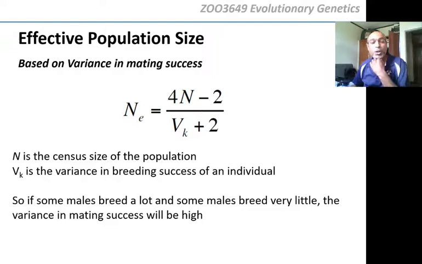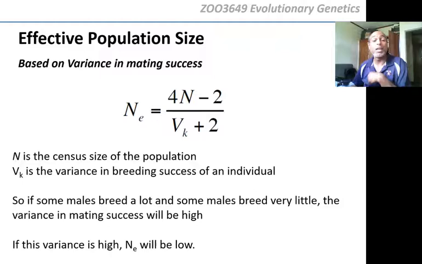Okay, so if some males breed a lot and some breed very little, the variance in mating success will be high. And if variance in mating success is high, in other words, the denominator here is high, then this number will be low because it's 1 over that high number.